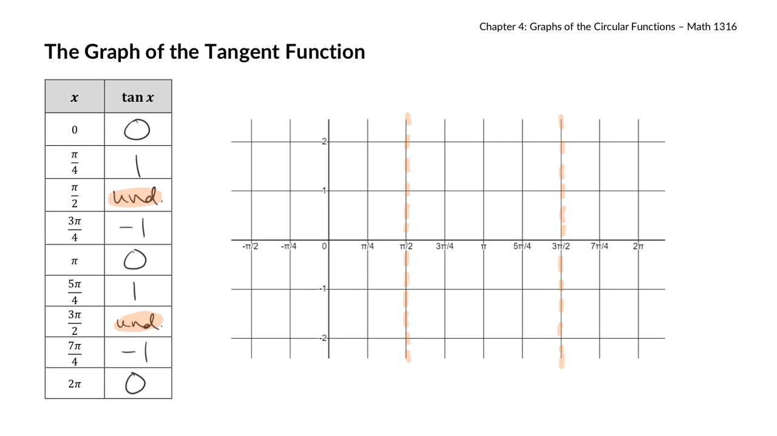But then we get ready to plot our points. We have 0, 0, pi over 4, 1, and then my vertical asymptote. 3 pi over 4, negative 1, pi, 0, 5 pi over 4, 1, and then a vertical asymptote. 7 pi over 4, negative 1, 2 pi, 0. Weird. How do we play connect the dots here?